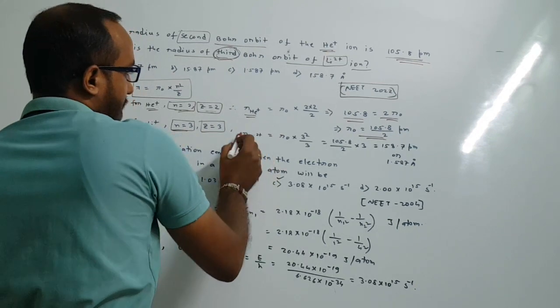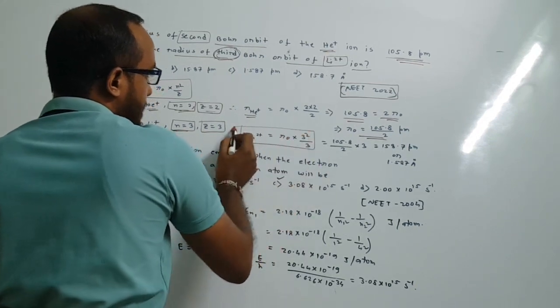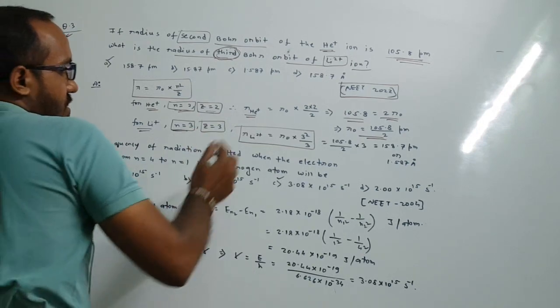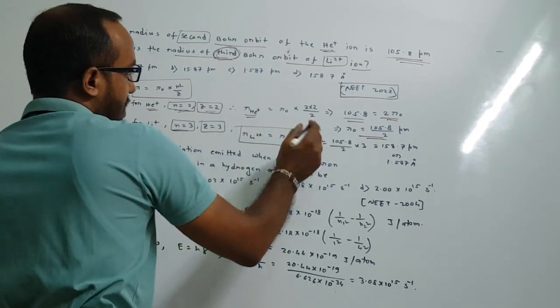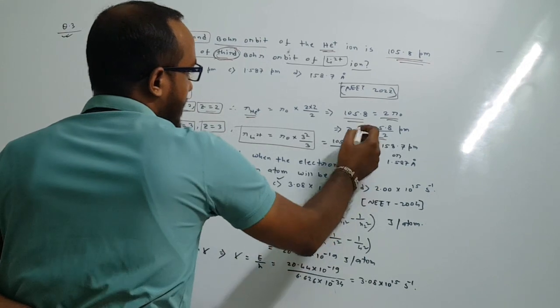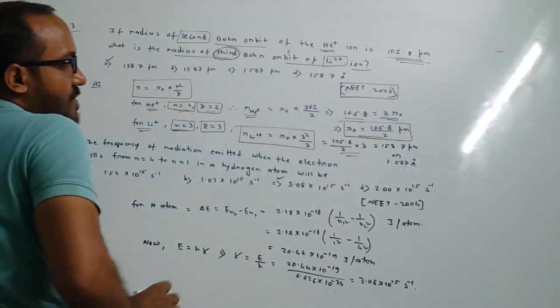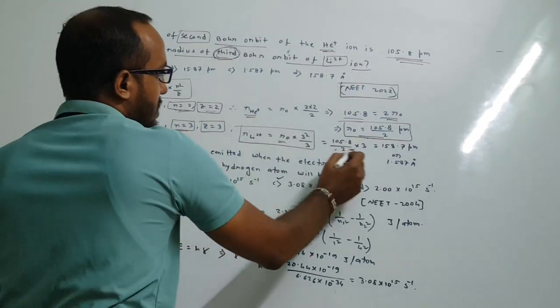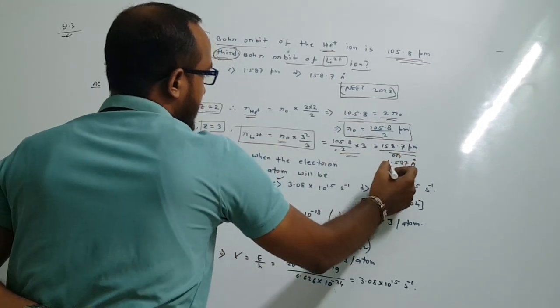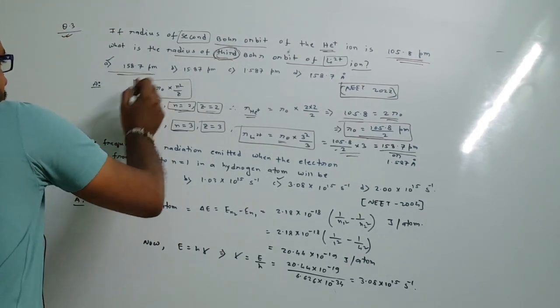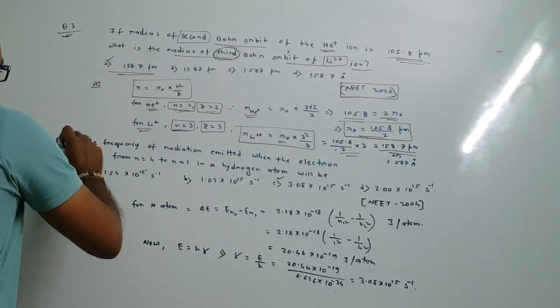Apply the same formula again. For lithium 2 plus, it would be R naught into n square by Z. So n is 3, so 3 square by 3. We have already calculated R naught, that is 105.8 by 2. Put the values of R naught and you will get the answer, that is 158.7 picometer. That is option A.